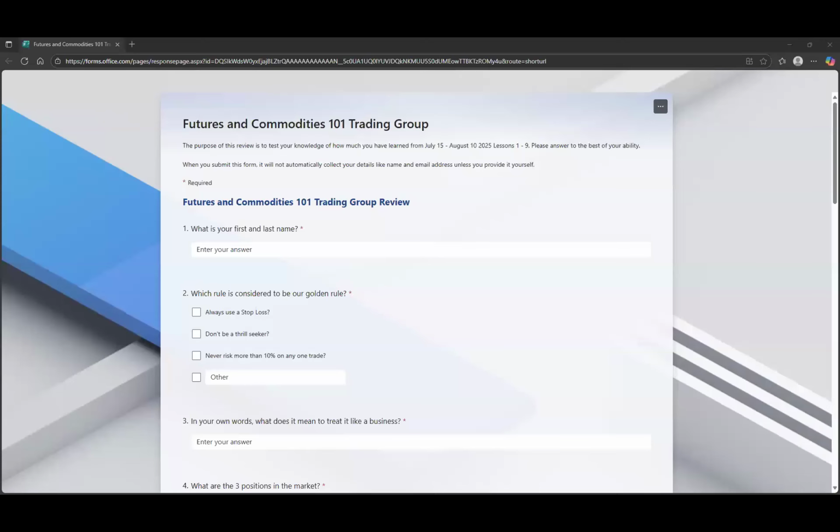Okay, we had a questionnaire come out to see if we could figure out where everybody was. And so this was the questionnaire, and I got stumped on the first question.